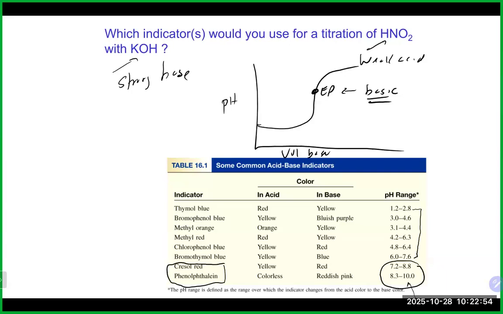So again, like I said, if you were doing some type of weak base with a strong acid titration, where you would expect the equivalence point to be acidic, one of these guys might be a much better choice. And like I said, you could do some type of theoretical calculation to determine approximately where you expect the equivalence point to be. Any questions on that there?